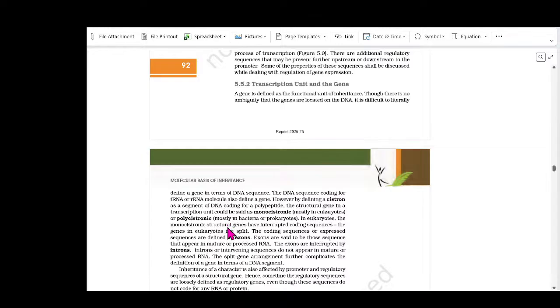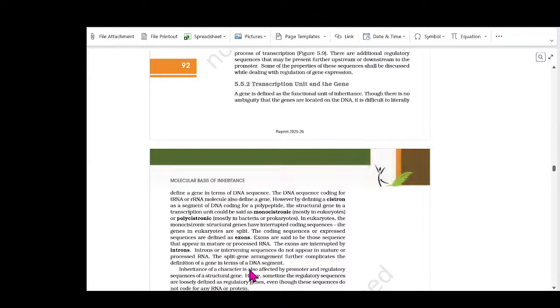In eukaryotes, the monocistronic structural genes have interrupted coding sequences. The genes in eukaryotes are split. The coding sequences or expressed sequences are defined as exons. Exons are those sequences that appear in mature or processed RNA. The exons are interrupted by introns. Introns or intervening sequences do not appear in mature or processed RNA. The split gene arrangement further complicates the definition of a gene in terms of a DNA segment.